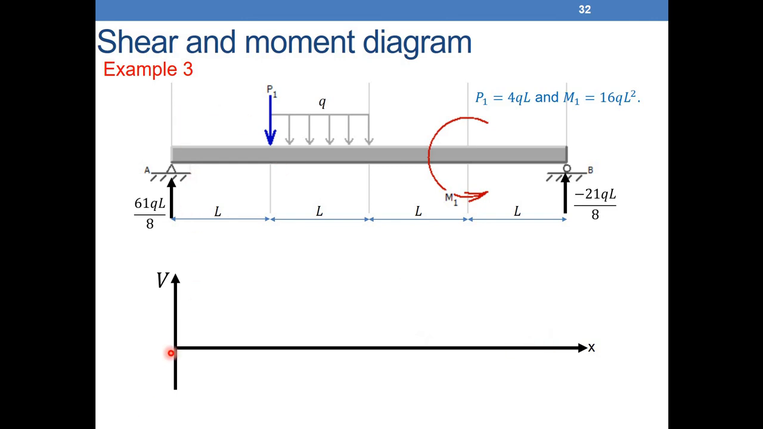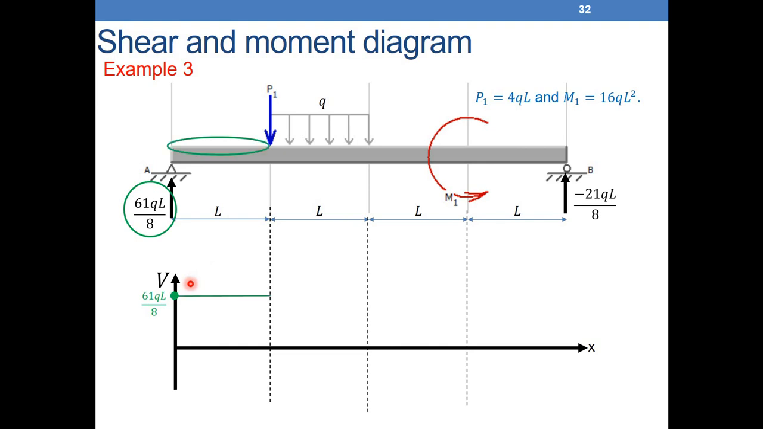Where do we start with the shear force? We'll start at 61 QL over 8 here. Do we have any external load here? No, the external load is 0, which means that the shear force is constant. So 61 QL over 8. What do we have here?